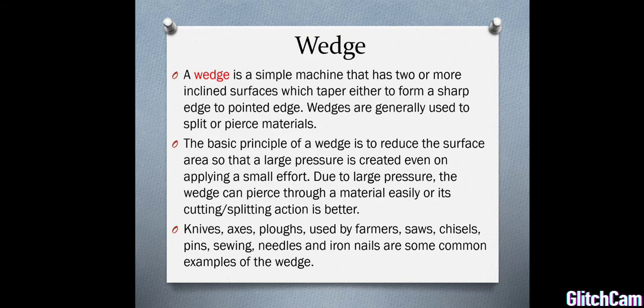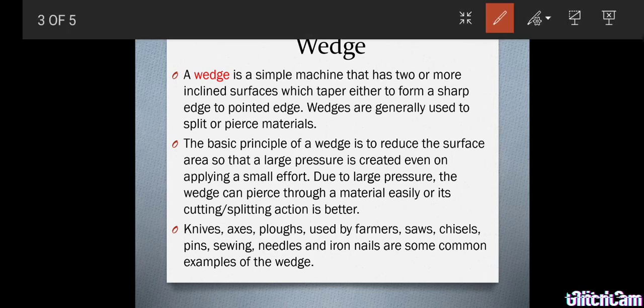Next we go for a wedge. A wedge is a simple machine that has two or more inclined surfaces which taper either to form a sharp or a pointed edge. These wedges are generally used to split or pierce materials.